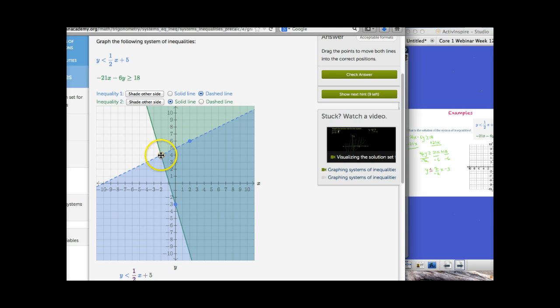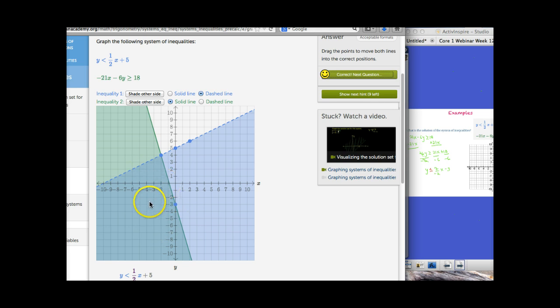Now I can't just do that and say check answer. I need to double check that my shading is correct. So I want all the y's to be less than or equal to this line. And now, because I've switched my line around, it's shading the y's that are up here, that are greater than. So I'll need to go ahead and click on Shade Other Side again. And now our solution set is over here, this quadrilateral over here. So let's go ahead and see if this is the right answer. And now we are good. We are correct, and we can move on to the next question.